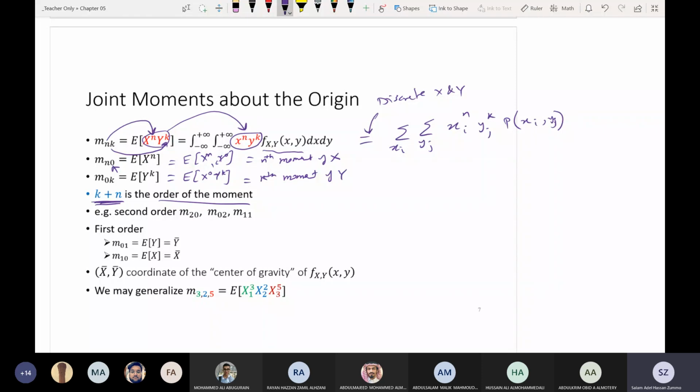Okay? Now, if I'm interested in second order moments, second order means what? Means n plus k equals how much, guys?